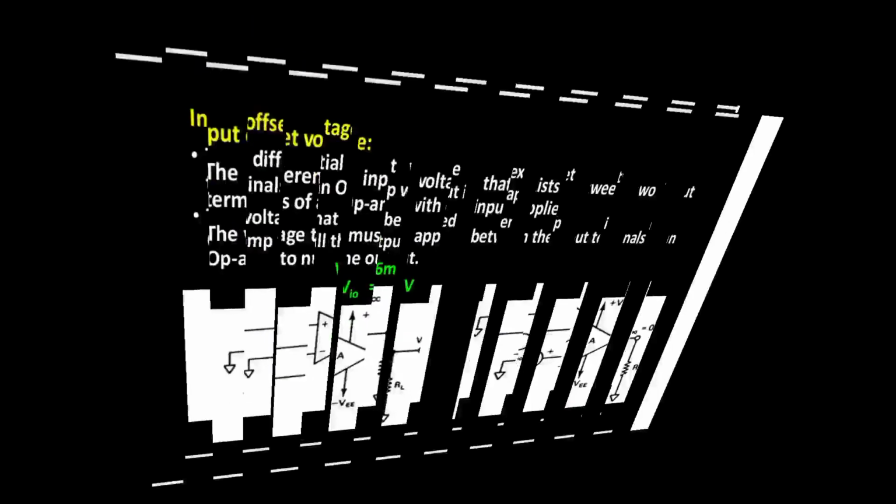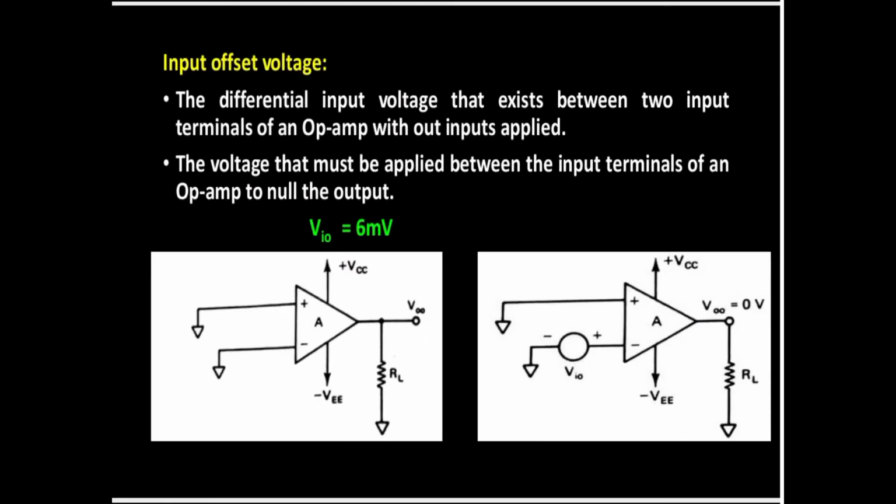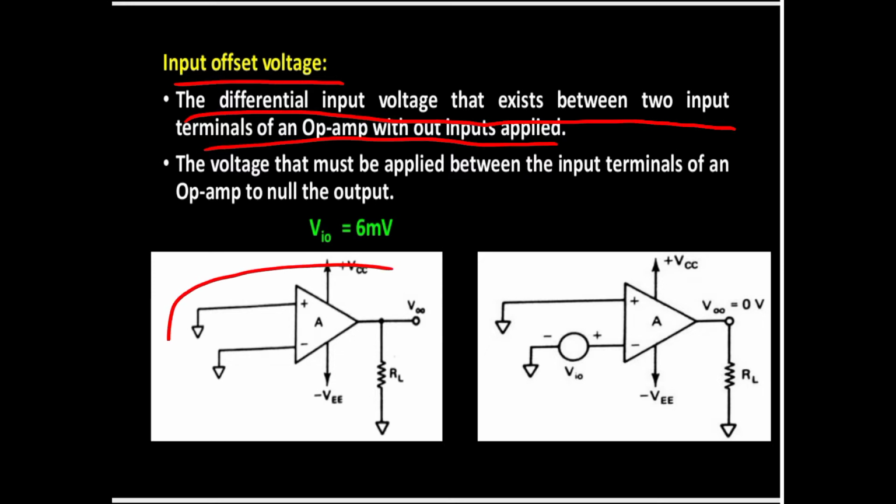Now let's see input offset voltage. What is input offset voltage? It is the differential input voltage that exists between the two input terminals of the op amp without inputs applied. Let's see this diagram. Here no input is applied to the inverting and non-inverting terminals; they are simply grounded. Now the difference between these two input terminals, the first one non-inverting and the second one inverting, is known as input offset voltage.